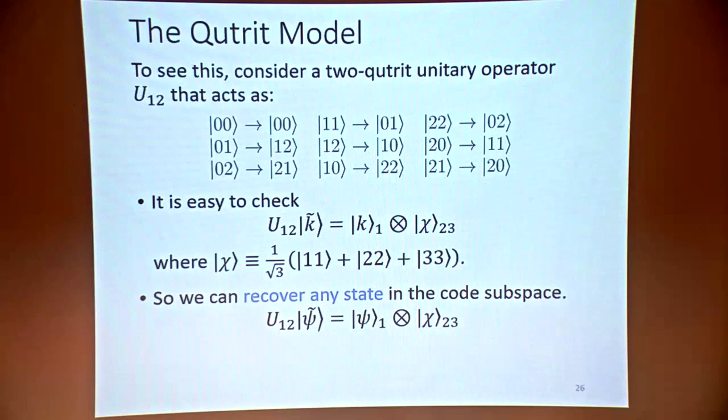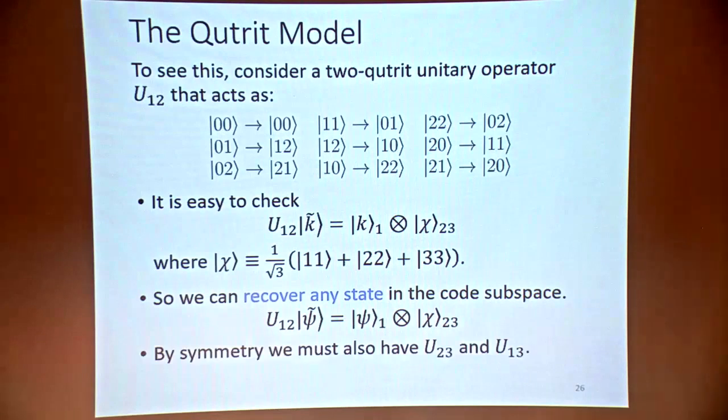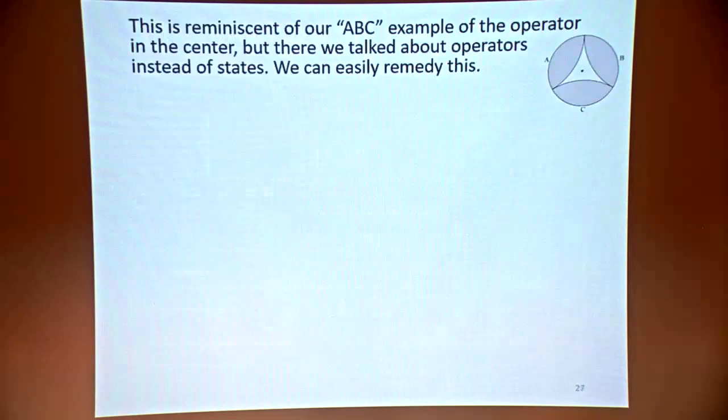So therefore, we can recover any state, because we can just do this under superposition. We can recover any state in the code subspace by using the same decoding operator. By symmetry, we also have U23 and U13. So we can recover the information from any two of the three qutrits. This is already very reminiscent of our ABC example before, where we have the operator in the center and seemingly have three different realizations of that on the boundary. But there we talked about operators instead of states. But we can easily remedy that.